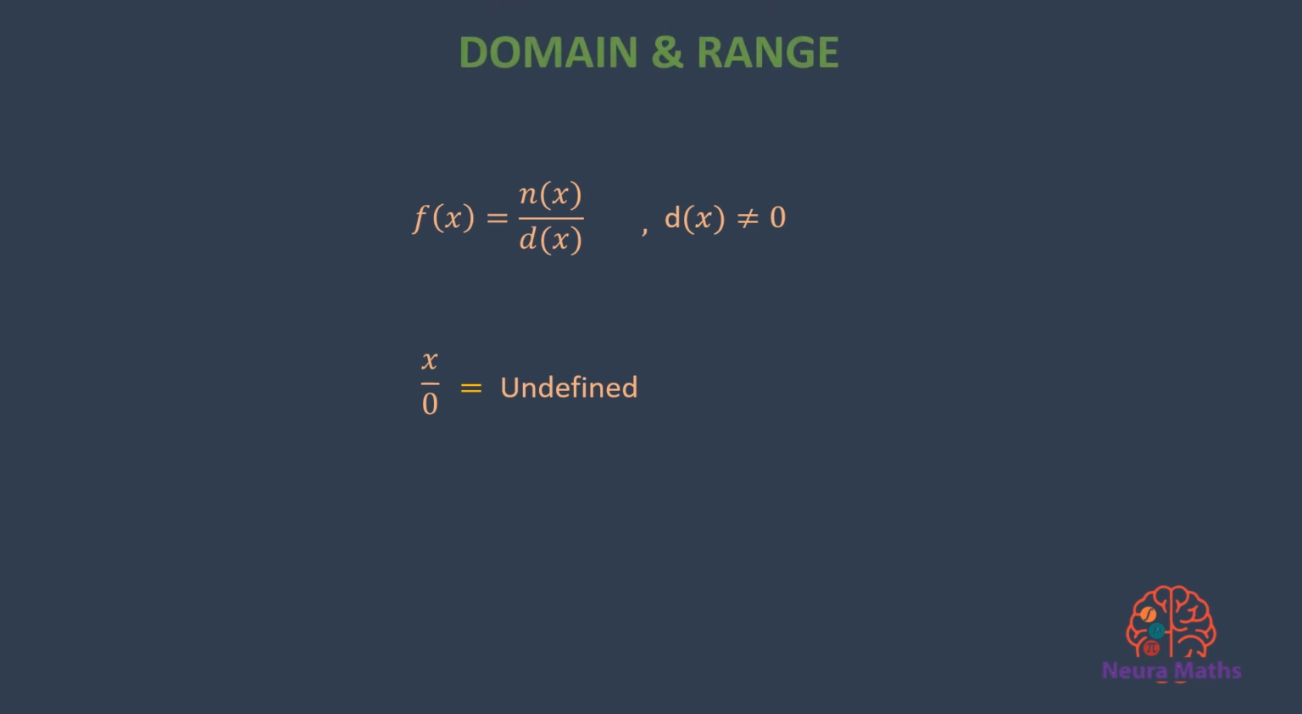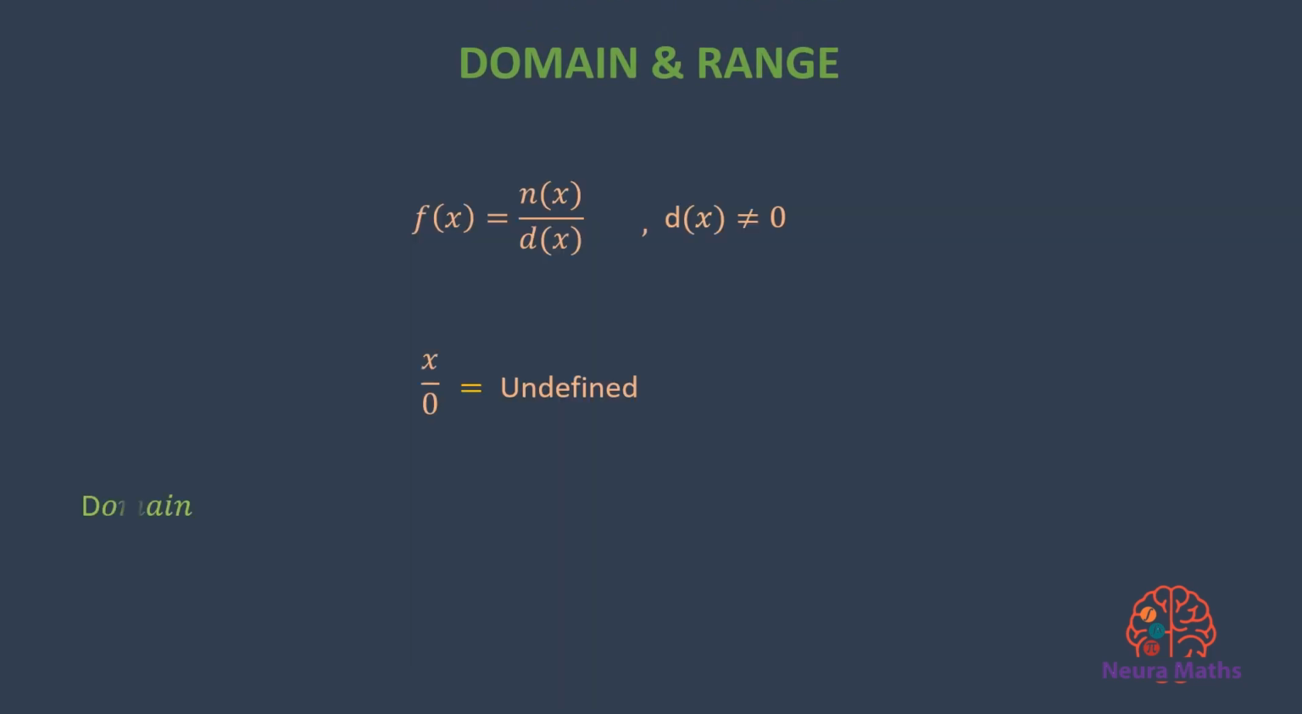Previously, we studied rational functions and we said that it is the quotient of two polynomials such that the denominator can never be zero. The denominator can never be zero because dividing by zero is an undefined value. Now we are going to study the domain and range of rational function.